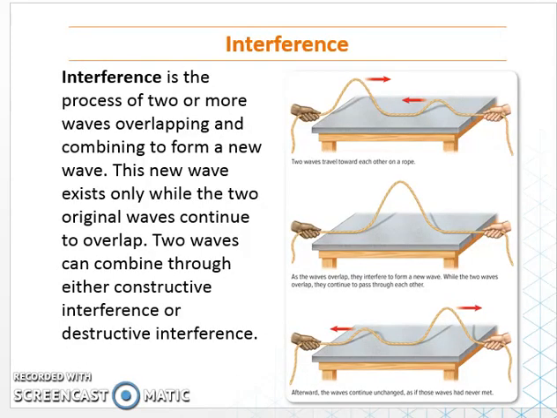Interference is the process of two or more waves overlapping and combining to form a new wave. This new wave exists only while the two original waves continue to overlap. Two waves can combine through either constructive interference or destructive interference.